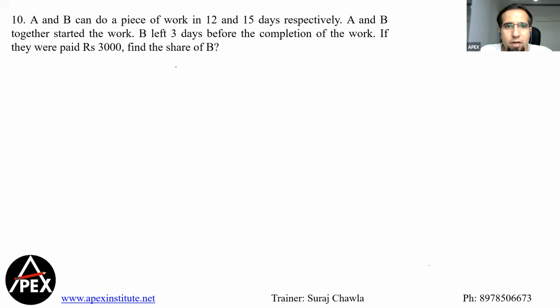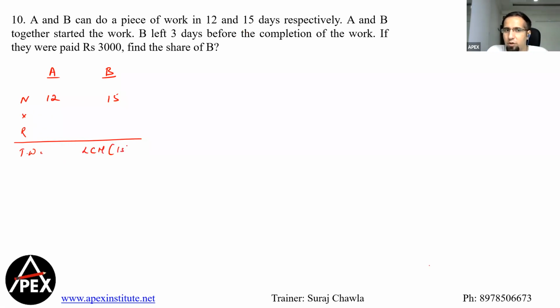So it says A and B can do a piece of work in 12 and 15 days respectively. First things first, N into R is equal to total work. I know the LCM of whatever is given in the first row, so by now this should be easy with all of us. This is 60, this is 5, and this is 4. And A plus B is equal to 9.